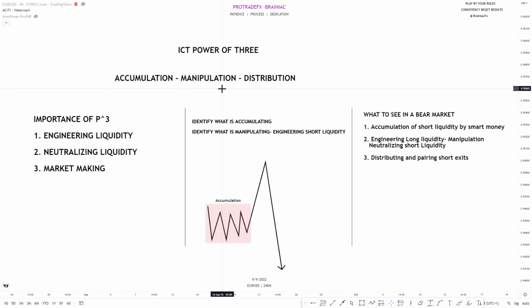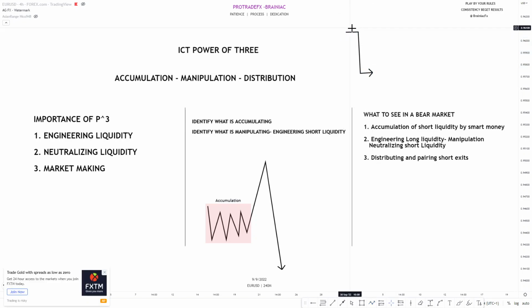That's why ICT uses the bar chart line to explain the power of 3, where we have this in the bar chart, right? So if you know this, you would know your expectation. So that is why we have this in the bar chart, right? So we have an open, range, and close, right? So now what is the importance of the power of 3?